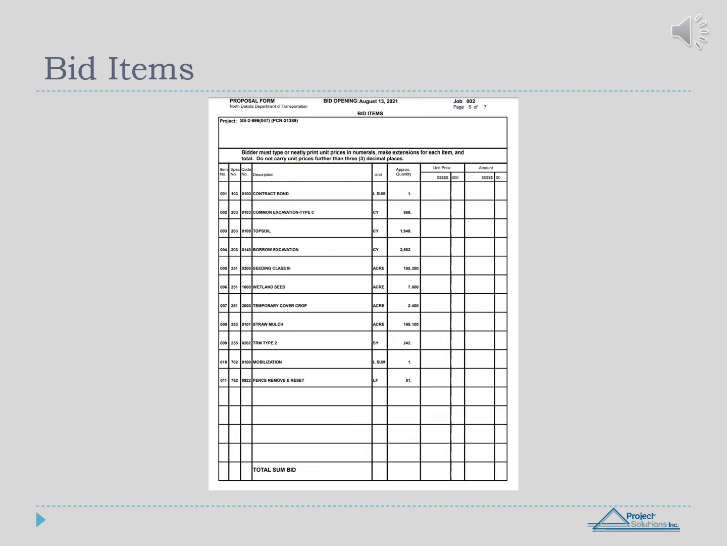Inside many RFPs from North Dakota DOT, you will find a bid items sheet. On the sheet, you will find a description, list of items to bid on, the unit of measurement and quantity needed from the DOT's estimate. When responding to the RFP, you will need to fill in the unit cost and total cost for each bid item. Make sure you total your bid in the total sum bid column.